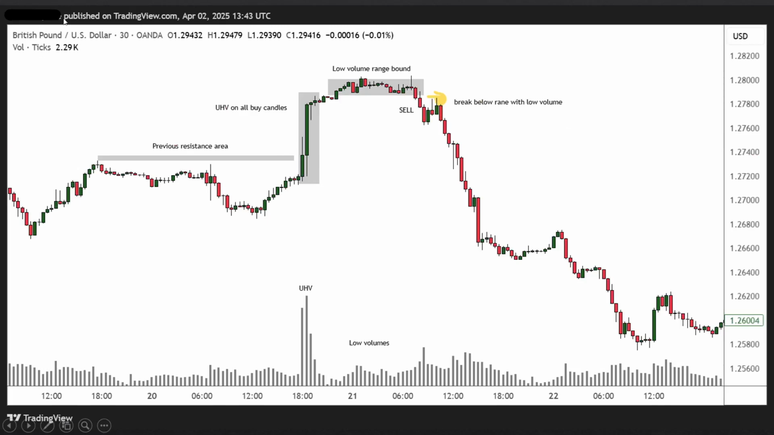Again, this is a British pound chart, 30-minute chart. There is a resistance to the left on the downside. Then suddenly news came in. The market starts going up very aggressively, and ultra high volume is coming on all buy candles. That means the market is not strong. The market is weak because big players are active here and they are selling on these buy candles.